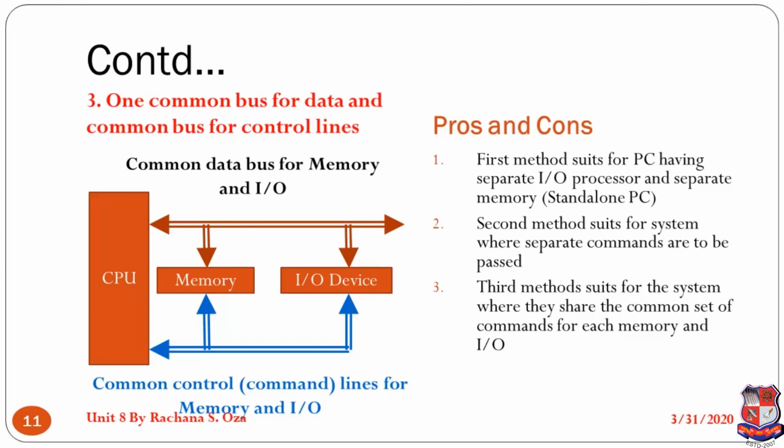Let's go with the third technique. The third method is for systems where they share the common command for each of the memory and the I/O. This is a generalized or uniform method for configuring the connection between CPU, memory and I/O.